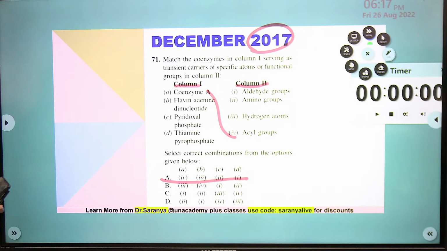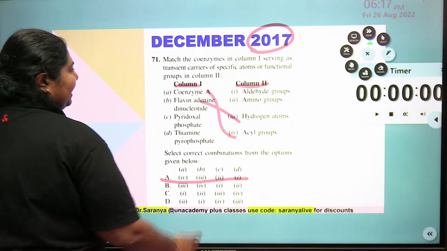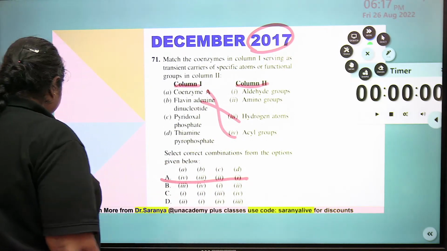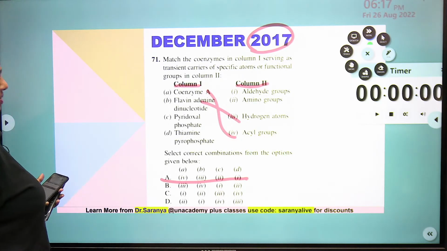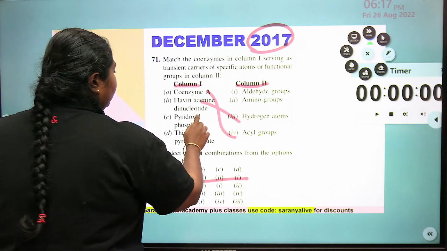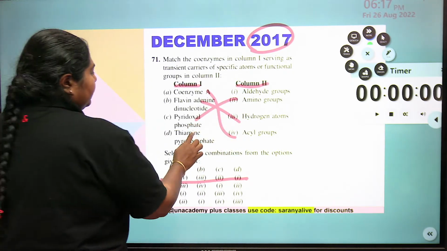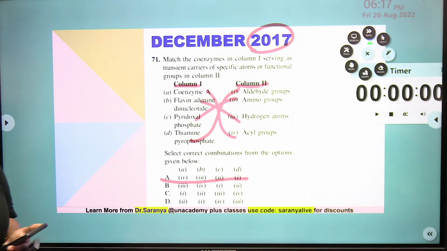Fantastic, everyone. So what about your FAD? It is going to be your FADH, right? Because electron is not given, so we go for H. If electron is given, you will go for electron. And then pyridoxal phosphate, it is going to be with your amino group. And what about your thiamine? Thiamine, it is with your aldehyde group. Got it, everybody? So this is clear.